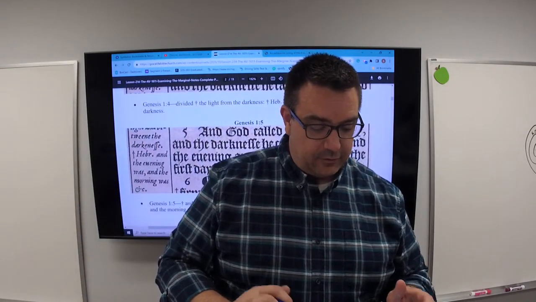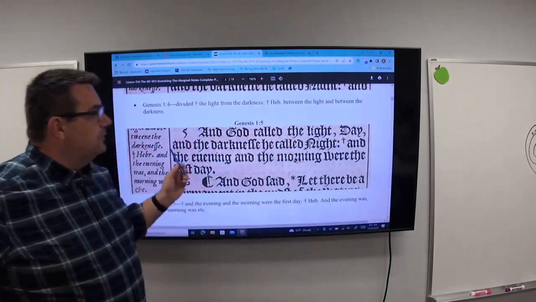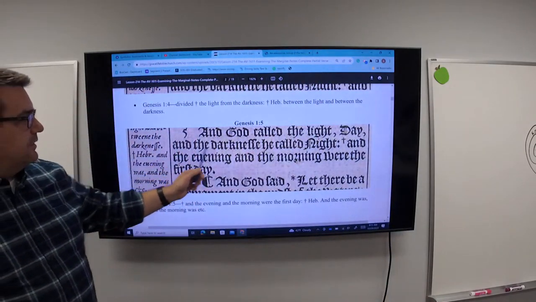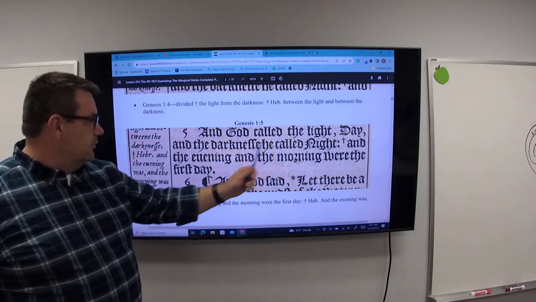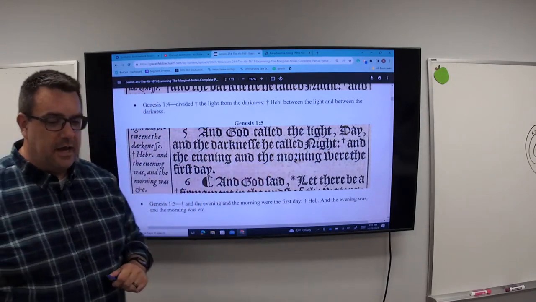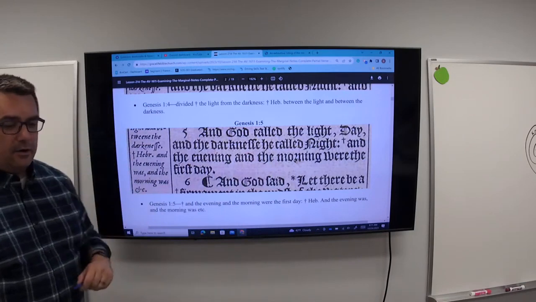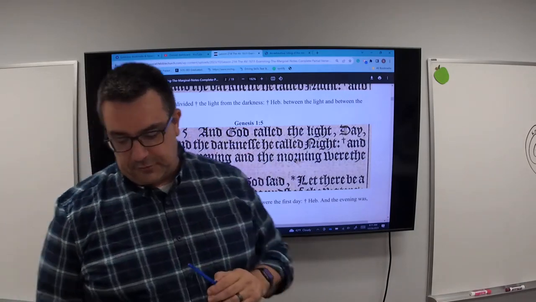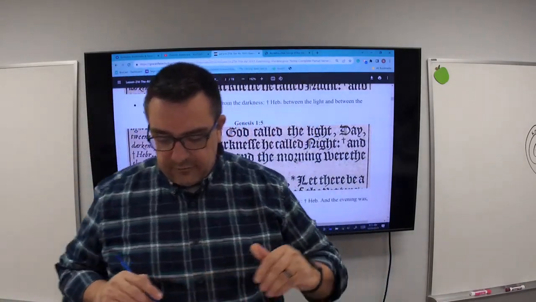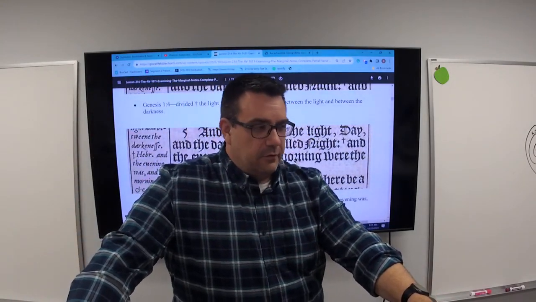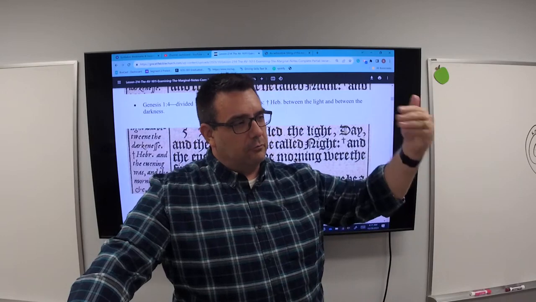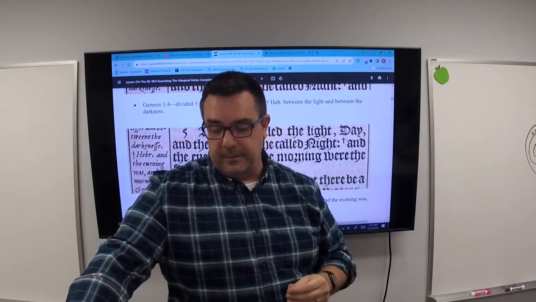Look at verse number 5. Okay? And God called the light day, and the darkness he called night. Notice the dagger. And the evening and the morning were the first day is in the main body of the text. Then you come over here to the dagger in the margin, and we have another example of this. Hebrew, and the evening was, and the morning was. So there's a more literal rendering of the Hebrew than what is in the text.